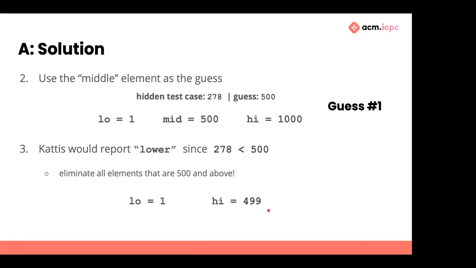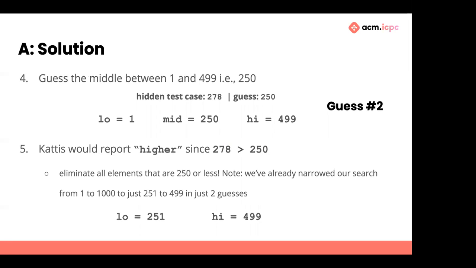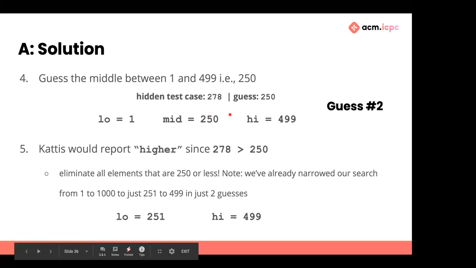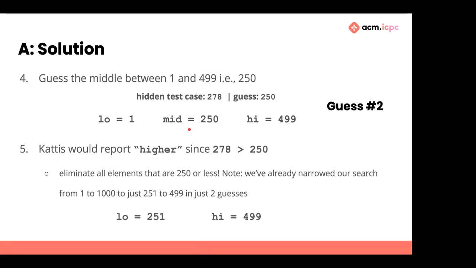That means we're not going to bother looking at any element greater than 499. And we repeat the same process. So 1 plus 499 is 500, divided by 2 is 250. You compare 250 to 278, and in this case, since 278 is greater than 250, Caddis would end up reporting higher.